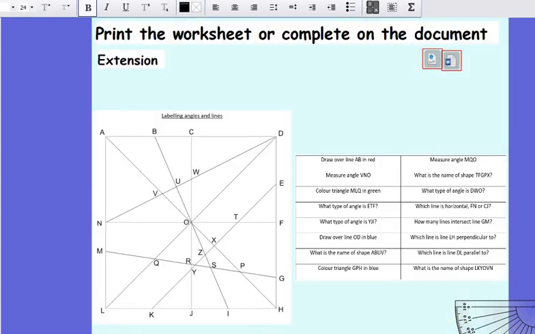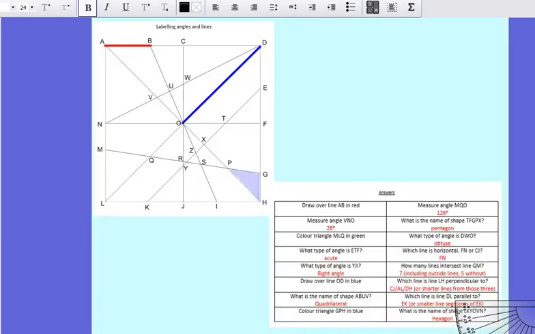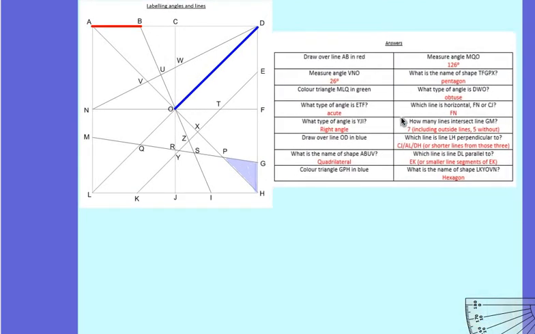And finally, if you've still got time left within the lesson, can you print off the extension worksheet that I've attached on Google Classroom and have a go at these questions? Pause the video for 10 to 15 minutes and complete that now, please. And these are the answers I was looking for. Please check your work and see how you did.